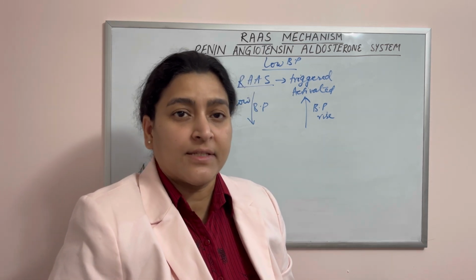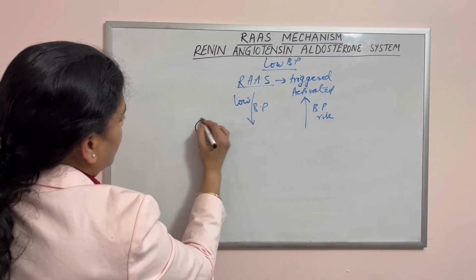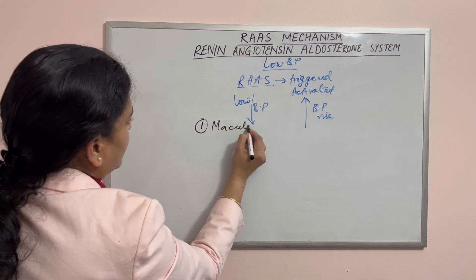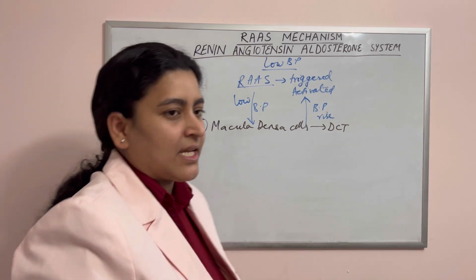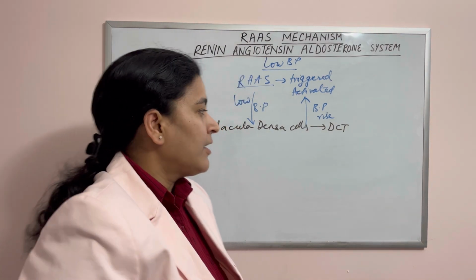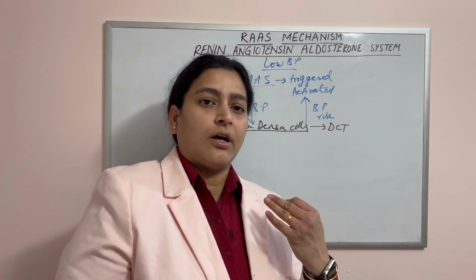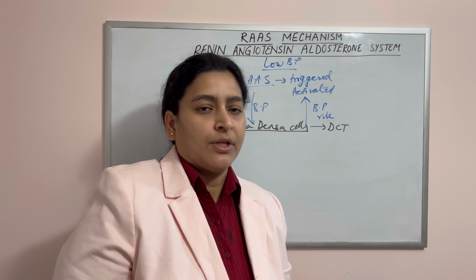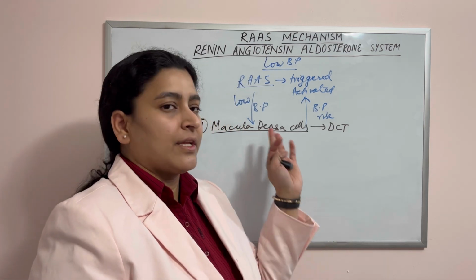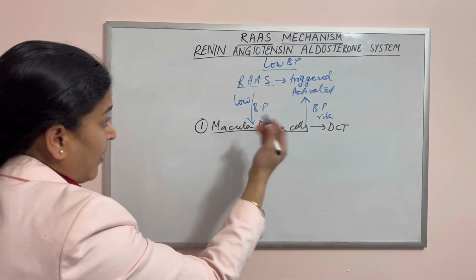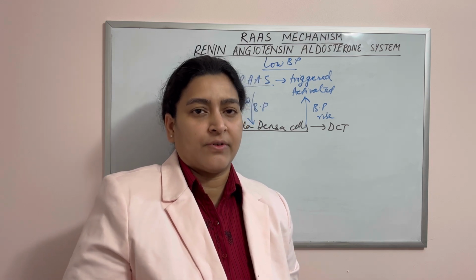Now, how does it detect that there is a drop in blood pressure? Basically, there are some macula densa cells, and they are present at the DCT. By DCT, I mean the distal convoluted tubule of the nephron. These macula densa cells would detect a drop in sodium retention. So once they detect that, RAS would be activated. Why? Because RAS is involved in water and sodium reabsorption or retention.